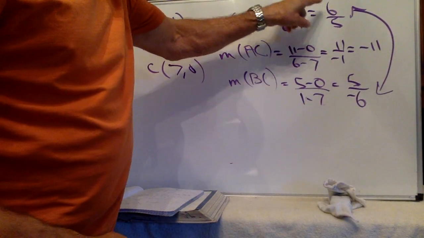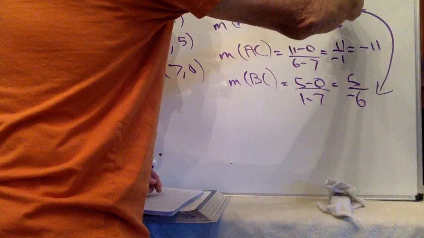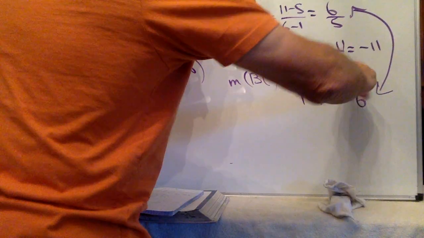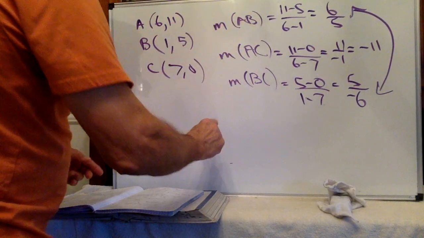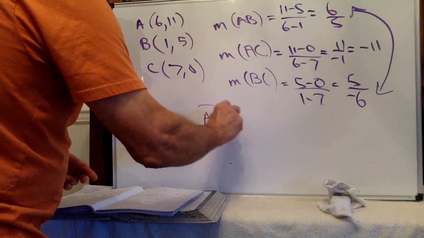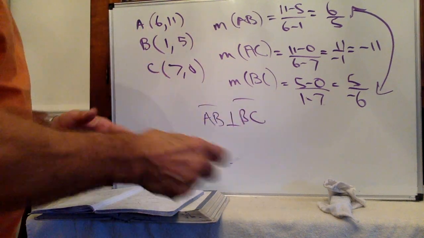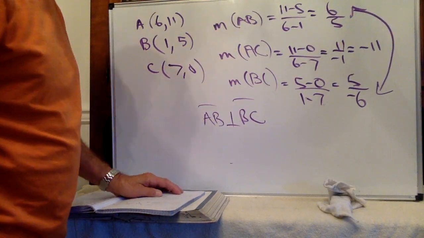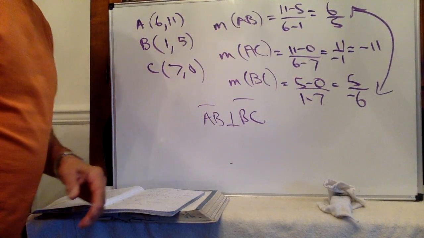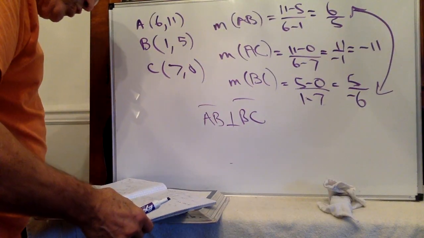Negative 5/6 and positive 6/5 are negative reciprocals. If you turn that over and negate it, you get that. If you turn this over and negate it, you get that. Therefore, that tells me that AB is perpendicular to BC, meaning that angle ABC, if you were to sketch the 3 points, is a right angle, making those 3 points, when connected, a right triangle.